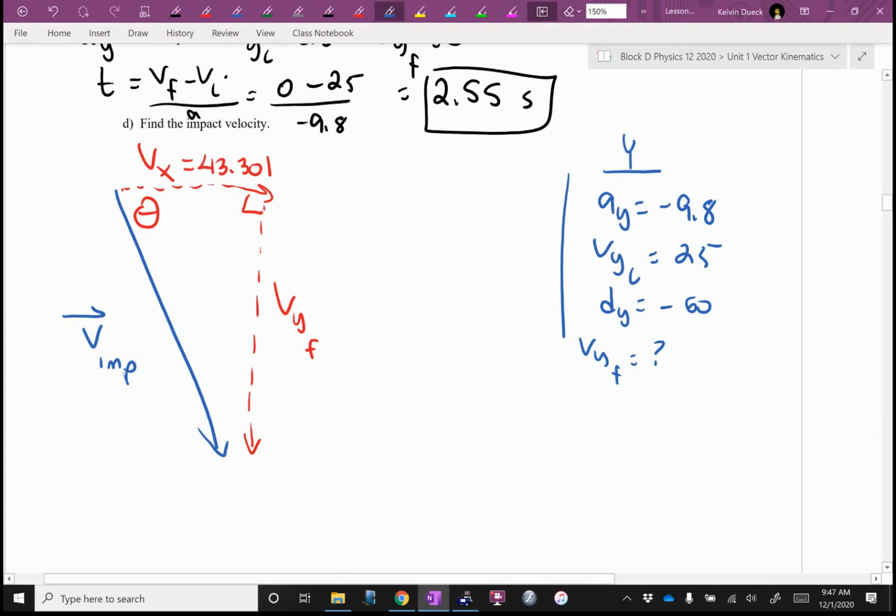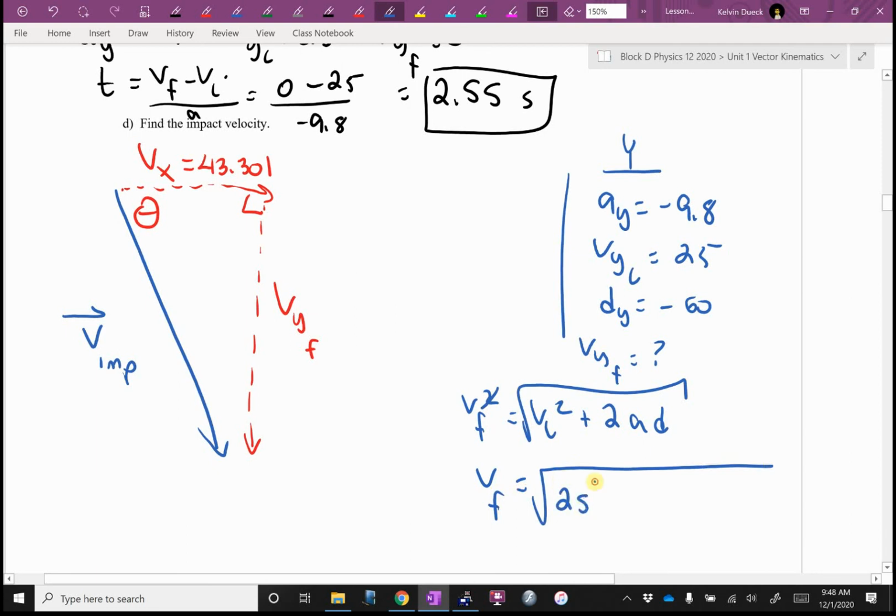Let's use Carter's suggestion, which was VF squared equals VI squared plus 2AD. How to get rid of a squared, square root the whole right side. Going to be the square root of 25 squared plus 2 times negative 9.8 times negative 60.